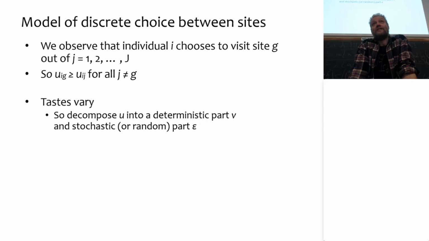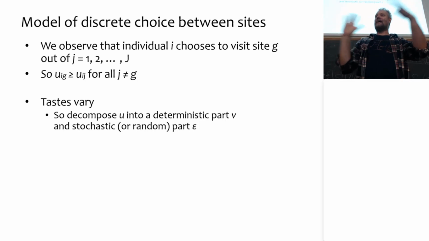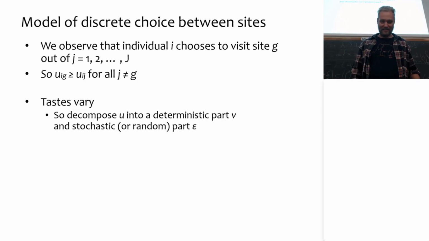And that's why it's called random utility models. This is one of those names where, I mean, economists are so very good at giving names to things that, instead of clarifying, just confuse people, right?